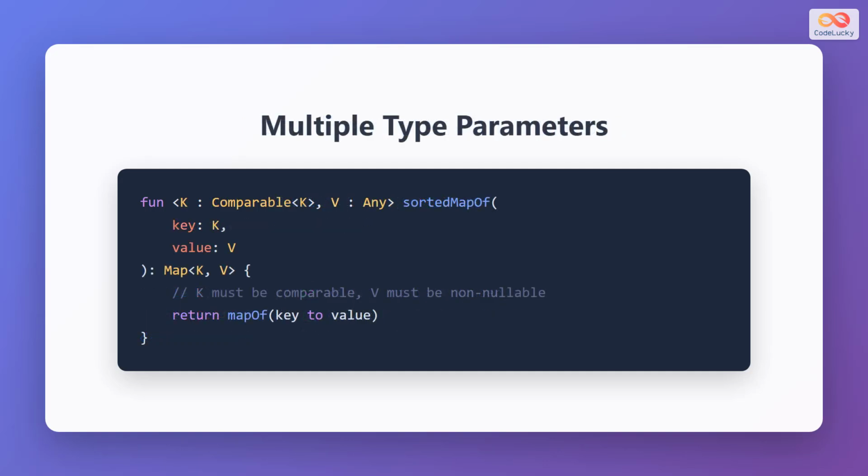You can also use upper bounds with multiple type parameters. In this example, we have two generic types, K and V. K has an upper bound of Comparable<K>, meaning the key type must be comparable with itself for sorting. V has an upper bound of Any, which means it must be non-nullable. This function creates a map where keys can be sorted and values are guaranteed to be non-null. This demonstrates how upper bounds work independently for each type parameter.